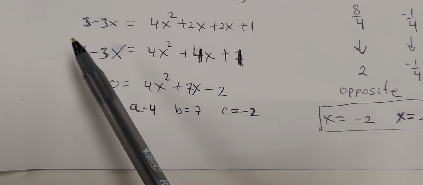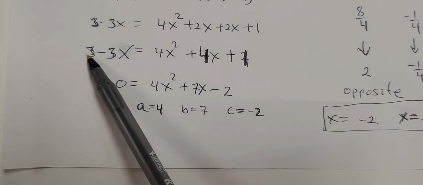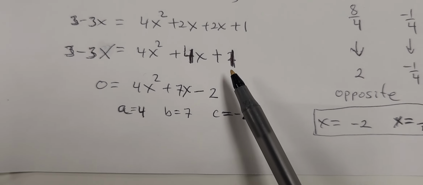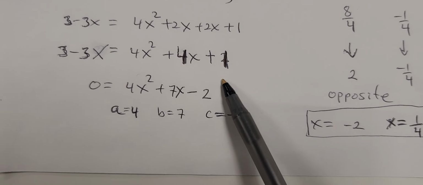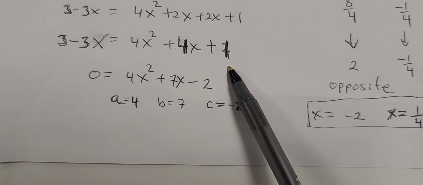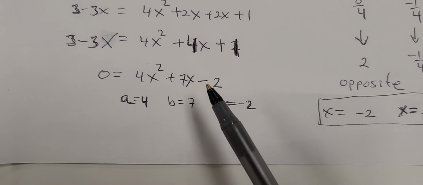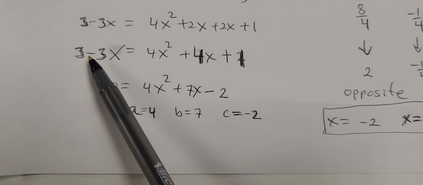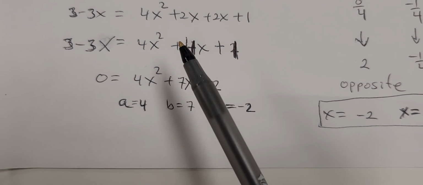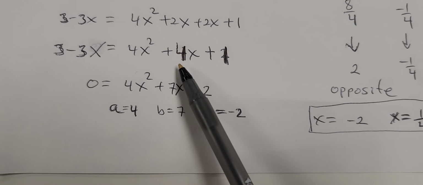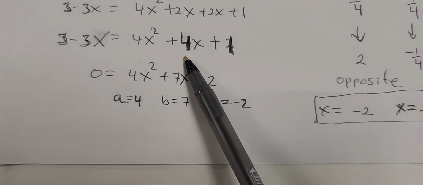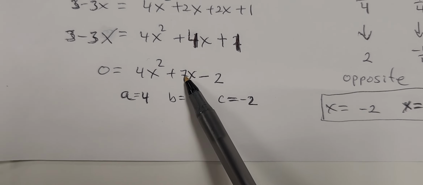One more time. This is positive 3. Bring the 3 over, I put it here, which is -3. 1 subtract 3, -2. This is 3x. Since it's minus, bring this minus over here under the 4x. That becomes positive. So 4 plus 3 gives me 7x.